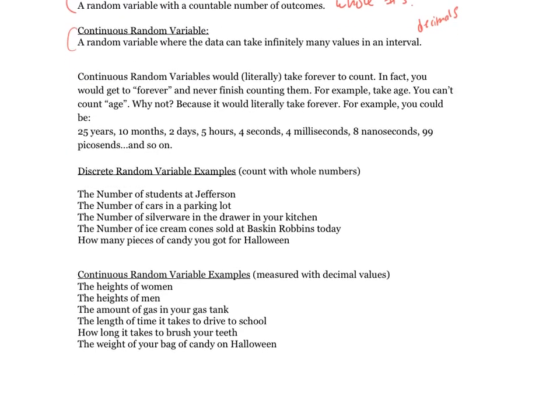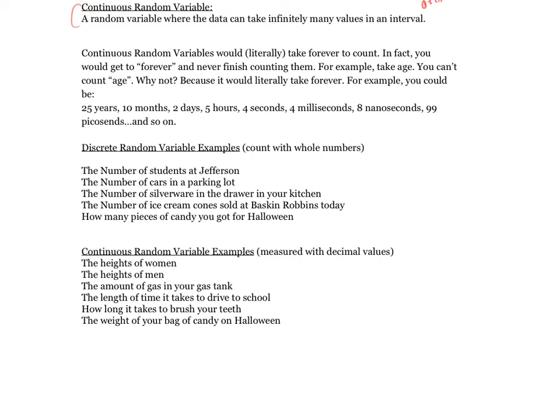So here are some examples. For discrete random variables, remember you count these with whole numbers. The number of students at Jefferson, because you can't have half a student. The number of cars in a parking lot, because you can't have half a car. The number of silverware in the drawer in your kitchen, unless you have half a fork. The number of ice cream cones sold at Baskin-Robbins today. The number of pieces of candy you got for Halloween. All of those we would count using whole numbers, which makes them discrete random variables.